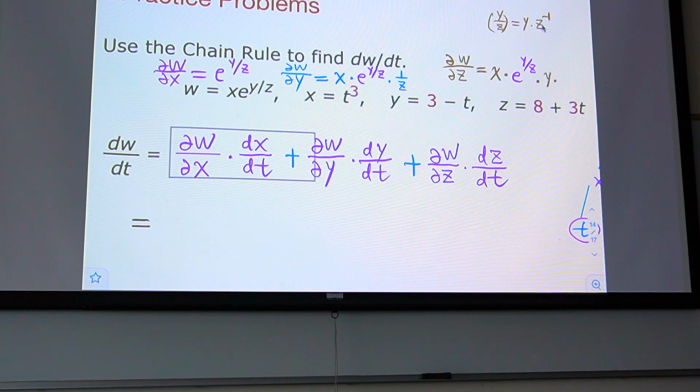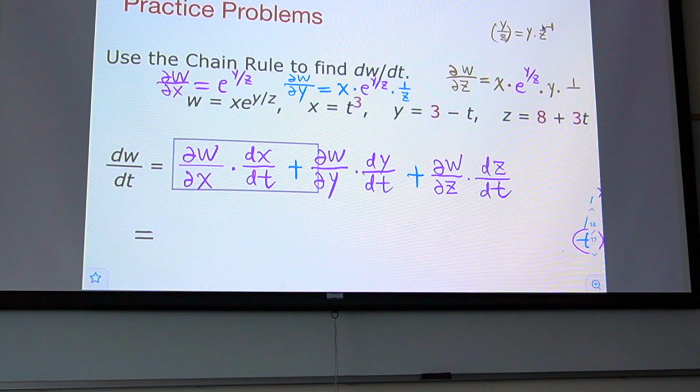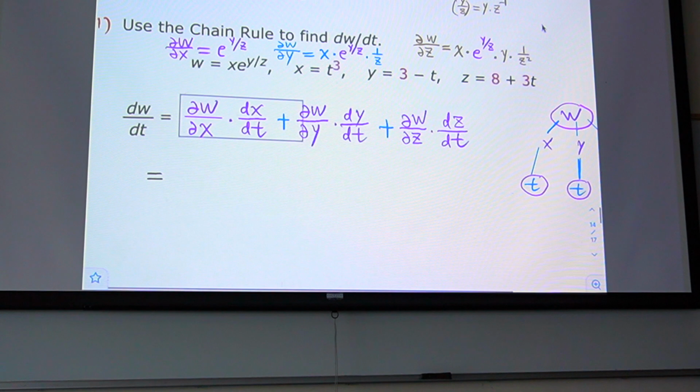Okay, what's the derivative of z to the negative 1? Negative 1 over z squared. Negative 1 over z squared, which is 1 over z squared, right? So 1 over z squared. Okay. So we got that one. Very nice.